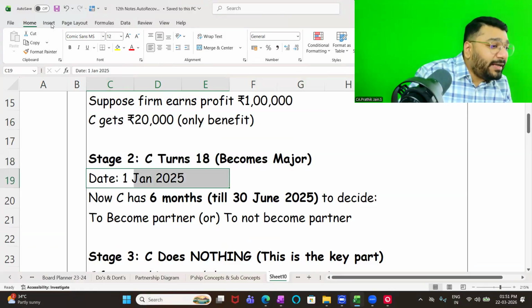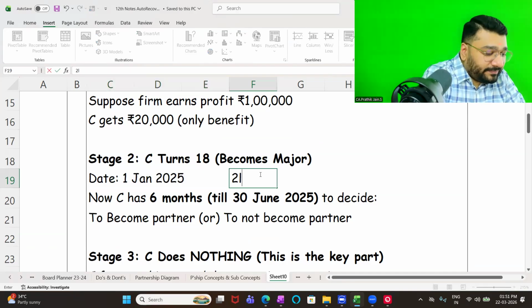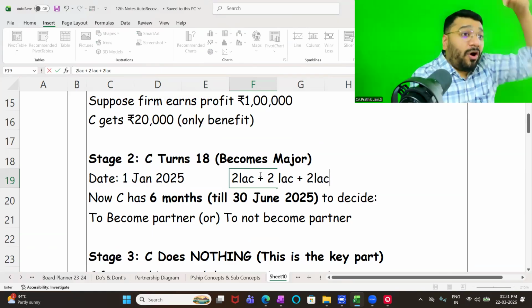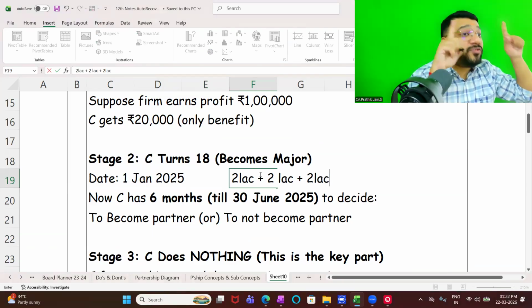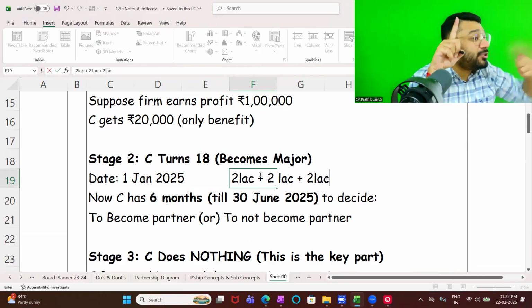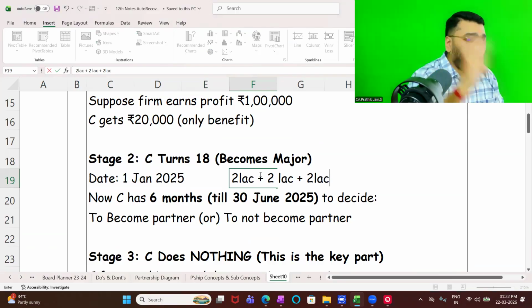So here, what is the liability? 2 lakh plus 2 lakh plus 2 lakh. At the age of 16, we took 2 lakh alone. At the age of 17, 2 lakh alone. On 1st Jan also 2 lakh alone. So how much is the total liability? 6 lakh. So if Supreet says, yes, I want to become partner, 6 lakh liability he has to bear, not alone, with the other partners. Got it, not got it?